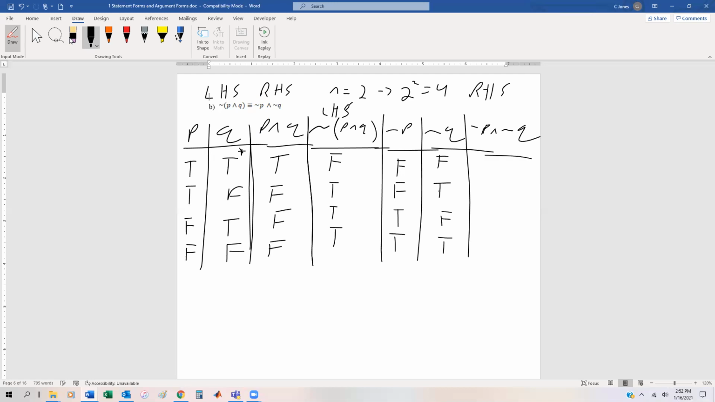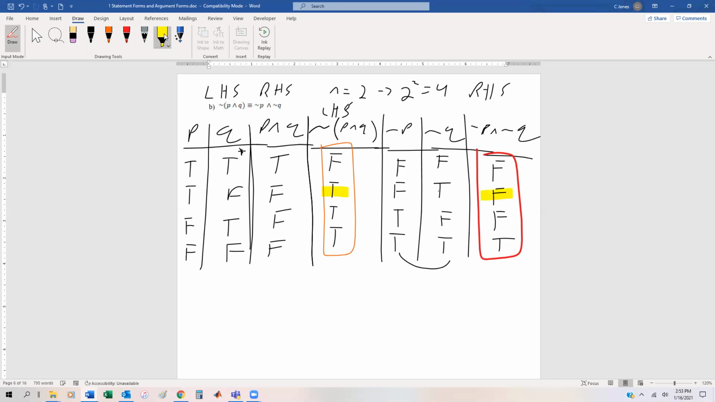Right? And the only time that that's true is when they're both true, right? Because it's an and. So right here, they're both true. But in every other instance, we have at least one false. And we're trying to determine if the left-hand side is equal to the right-hand side. And right away, we can even see that those two middle are not the same. So right here and right here, those are 2 rows that are clearly not the same.